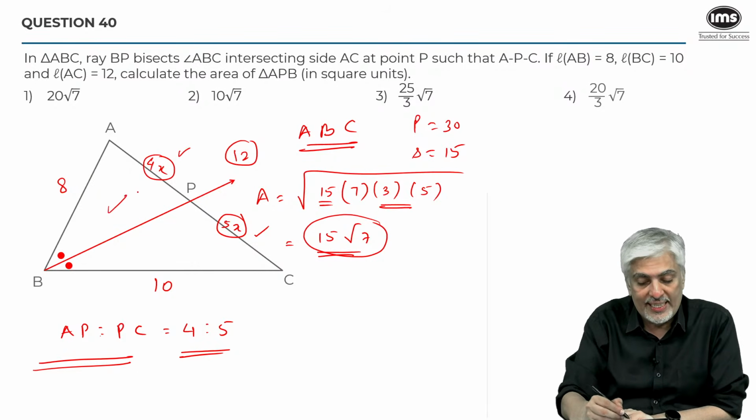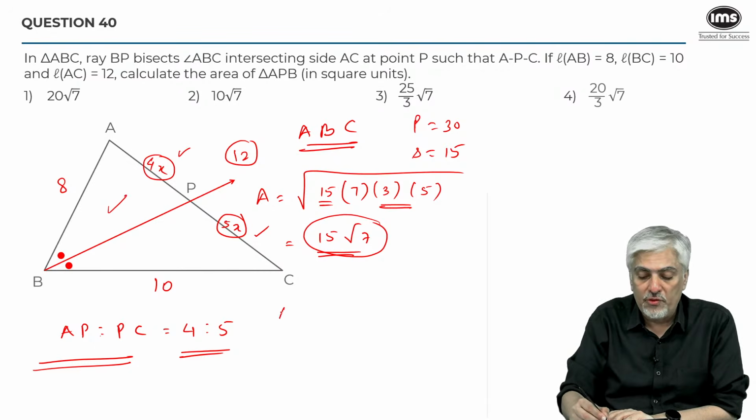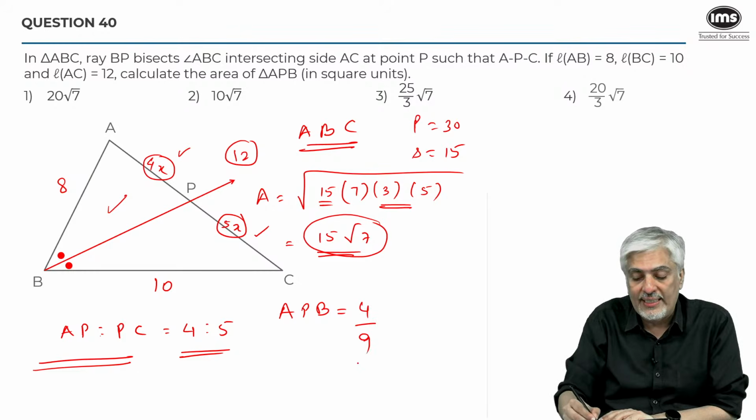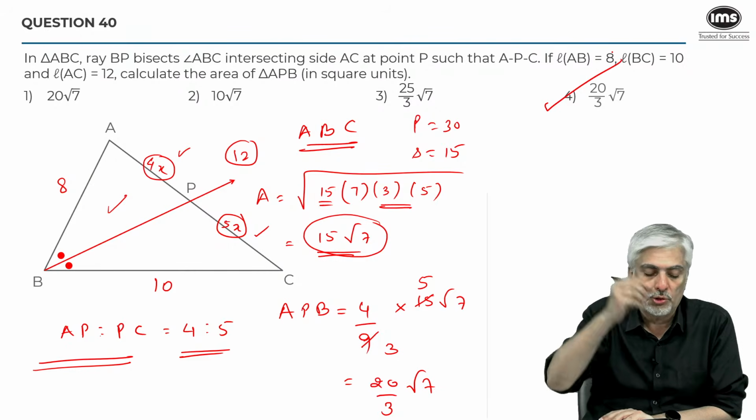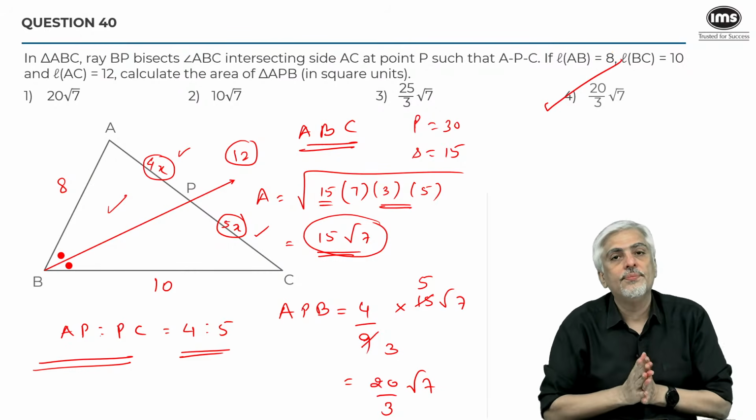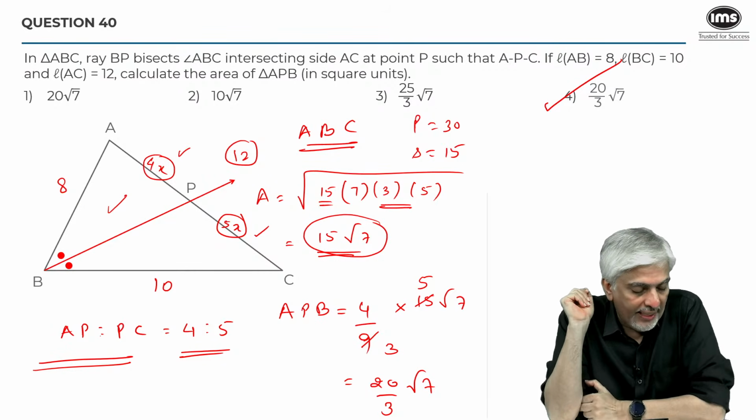We want to find this area. So area of triangle APB will be 4 by 9 of 15 root 7. 3 3's are 9, 3 5's are 15. Answer is 20 upon 3 root 7, which is the fourth option. So I hope you all got that.